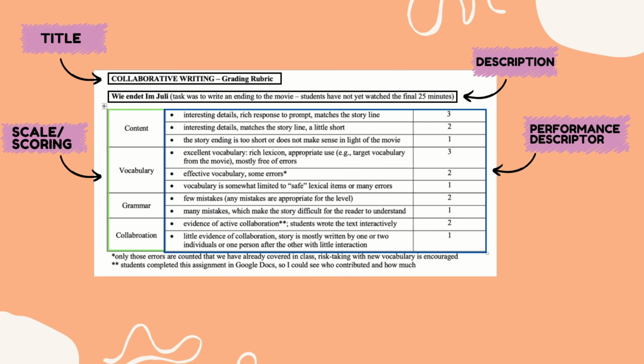Now what is the difference between analytic and holistic descriptors, or performance descriptors? Descriptors in holistic are global. They describe the overall quality of the work based on an impression of all its elements working together. Descriptors in analytic are specific. They focus on individual criteria or components of the work, each with its own descriptor.